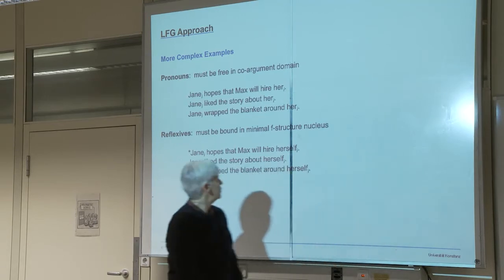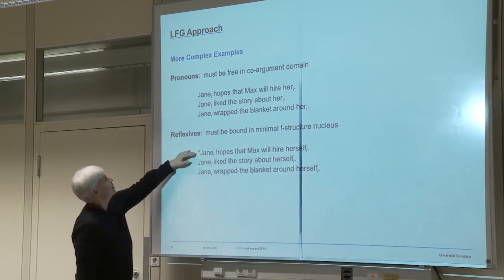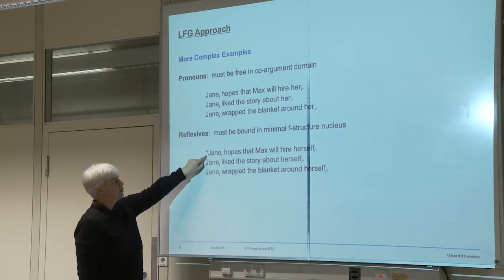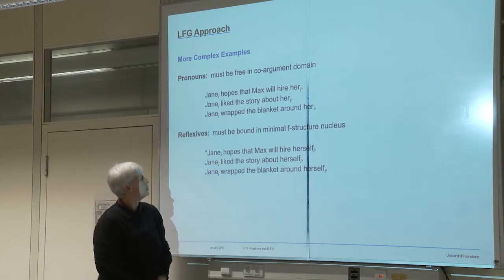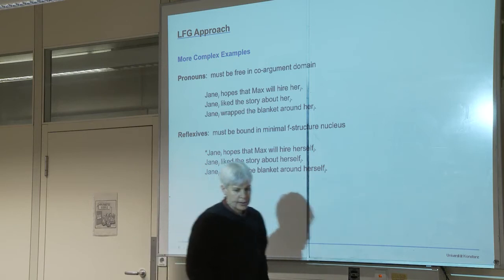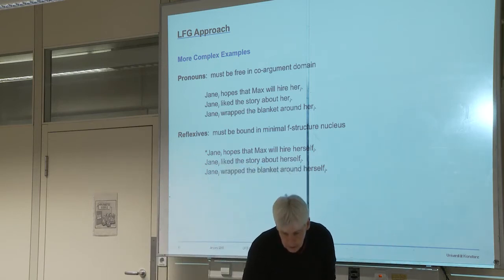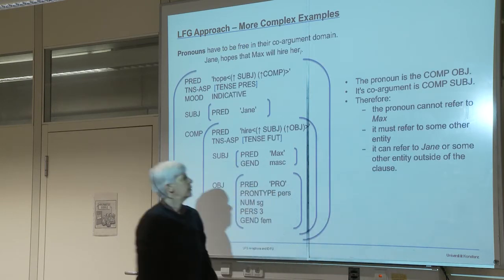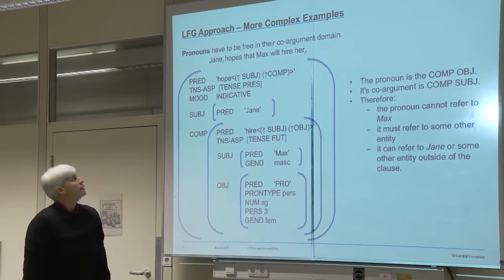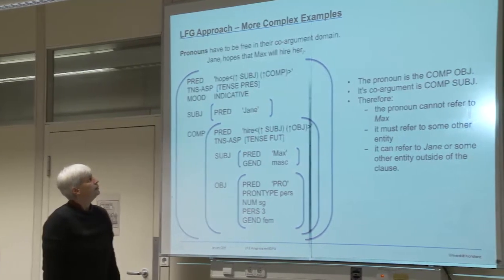Okay, so now let's figure out, there's one contrast here. So in this case, herself cannot refer to Jane. In that case, her can refer to Jane. And in the other two cases, you can get references to Jane either way. Okay, so let's see how that works out. We'll start with the first one. Jane hopes that Max will hire her.